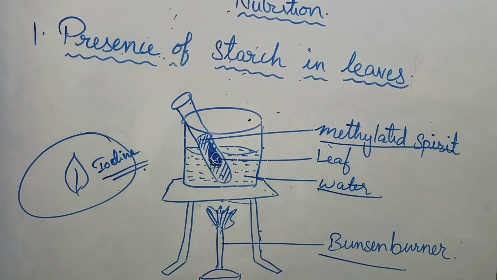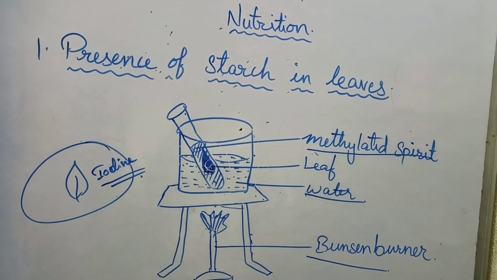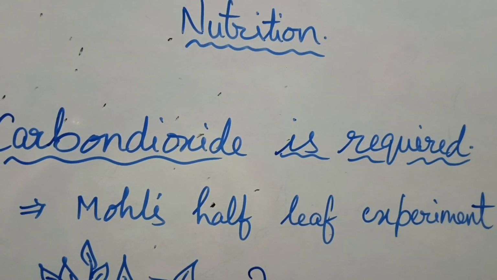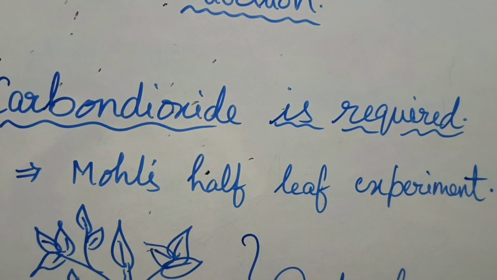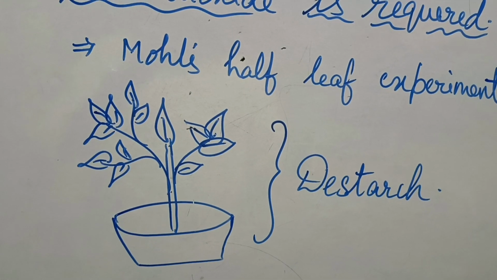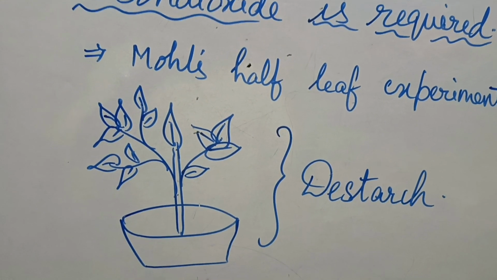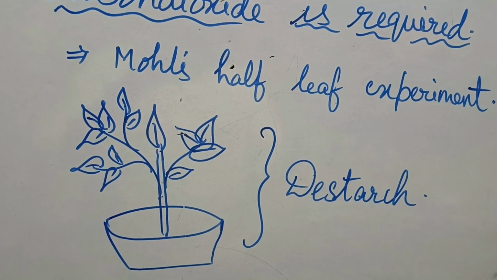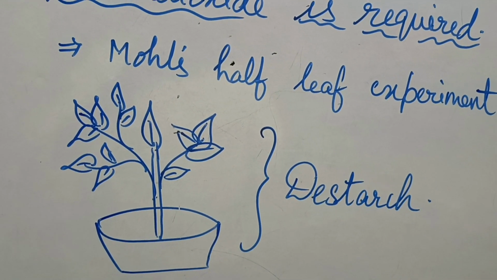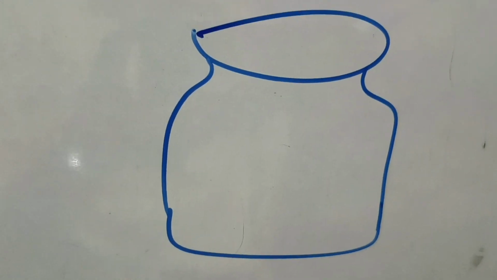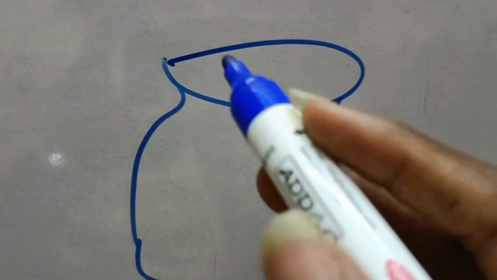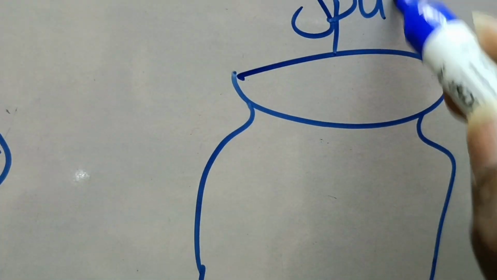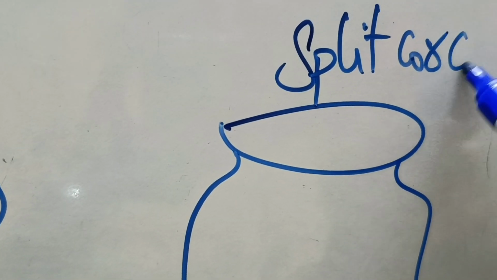Next, coming to the second experiment, it is also an important one. It is that carbon dioxide is required. This experiment is also called Moll's half-leaf experiment. In this experiment, we have to take a plant first. We have to destarch it. What is destarching? Destarching is nothing but keeping the plant for 2 to 3 days in a dark room or under shade, by which the starch will be removed.